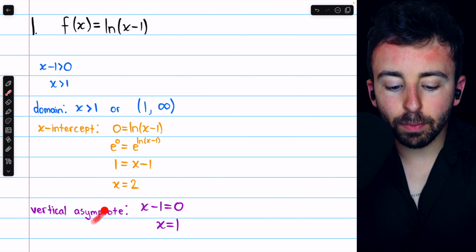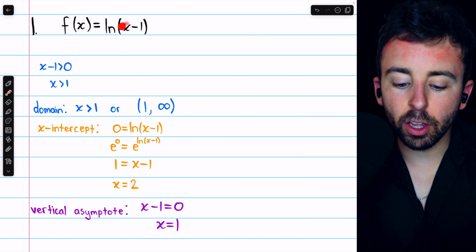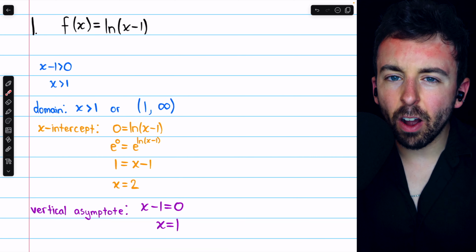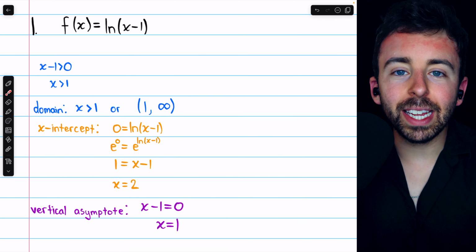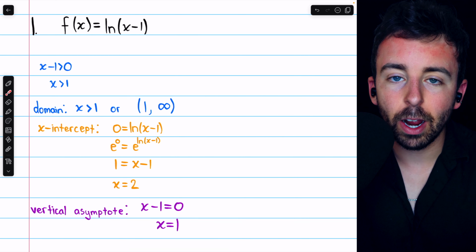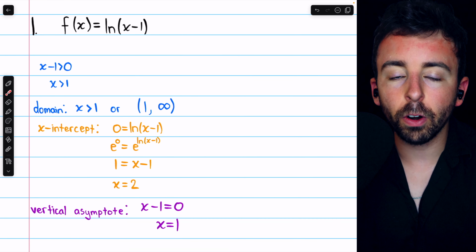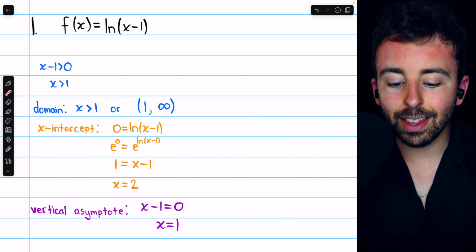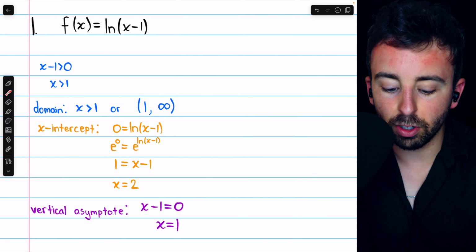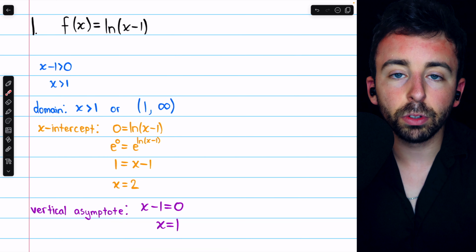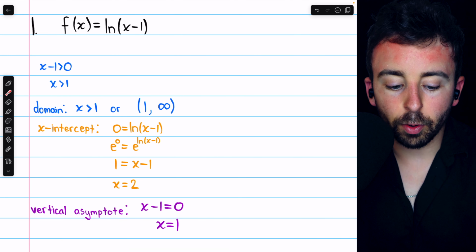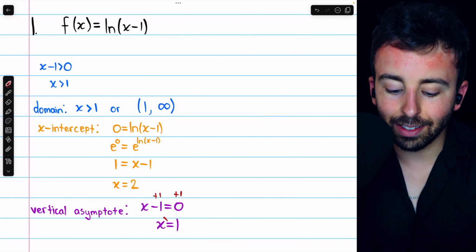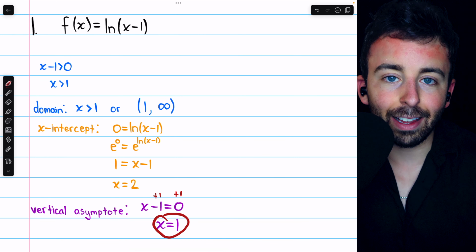Now for the vertical asymptote, remember we said the argument of the natural log function has to be greater than 0. It can get arbitrarily close to 0, but it can't actually get to 0. So the vertical asymptote occurs where the argument is equal to 0. So we take the argument, the input of the log function, which is x minus 1, and set it equal to 0. Then we can solve for x by just adding 1 to both sides, and thus we find that x equals 1 is where the vertical asymptote is.